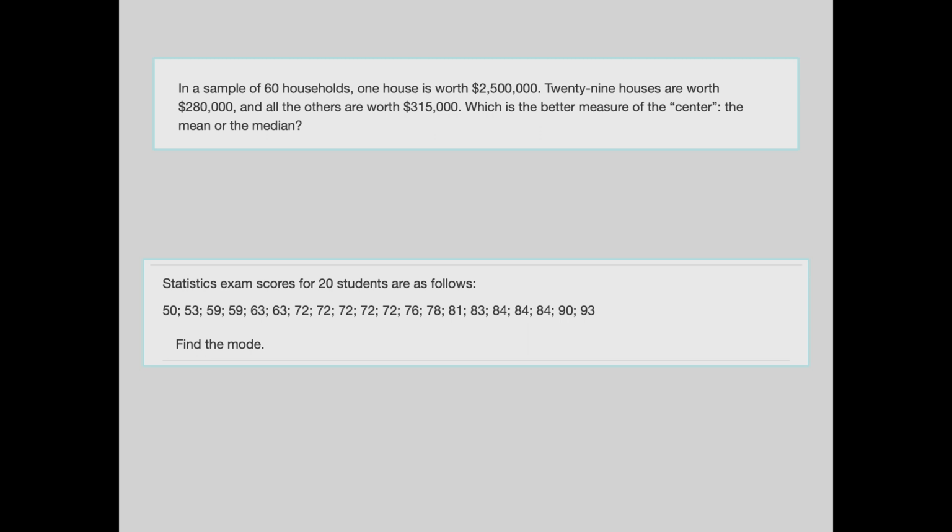Okay, next. In a sample of 60 households, one house is worth $2,500,000. 29 houses are worth $280,000, and all of the others, which is 30 houses, are worth $315,000. Which is the better measure of the center, the mean or the median?